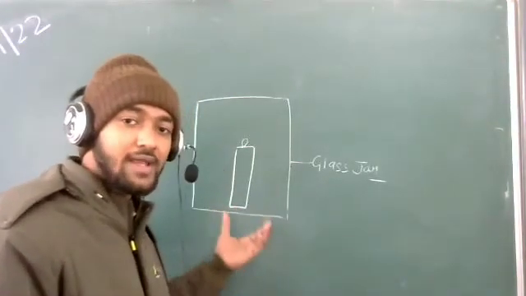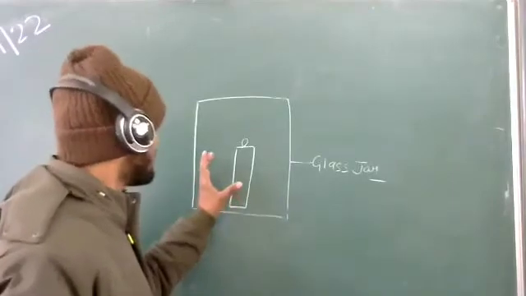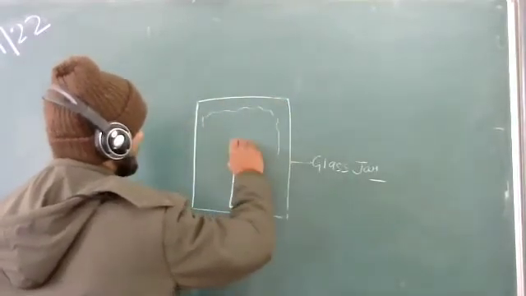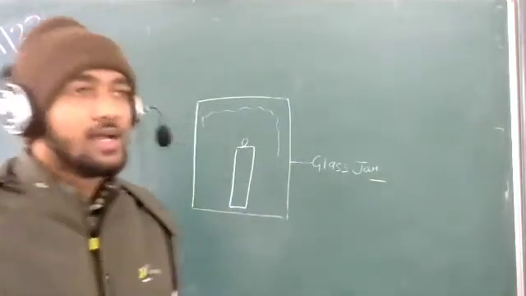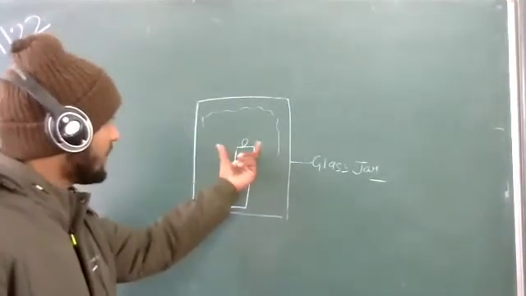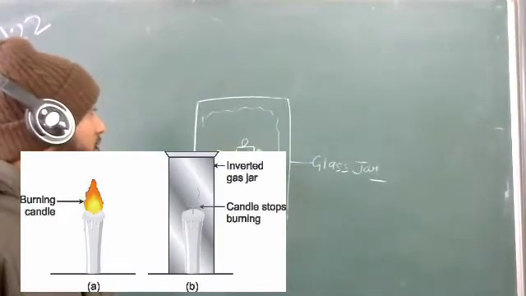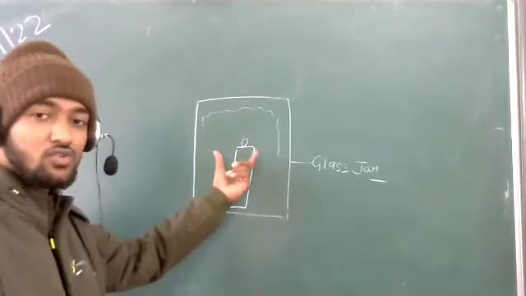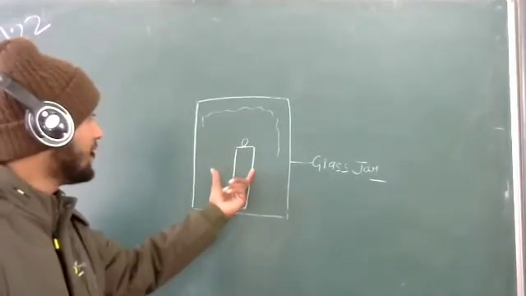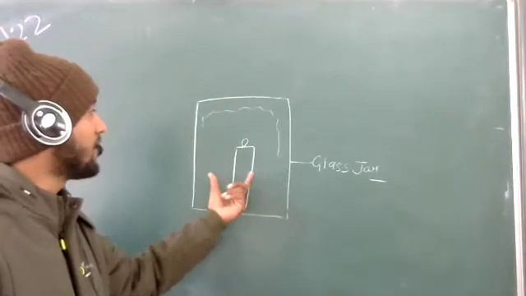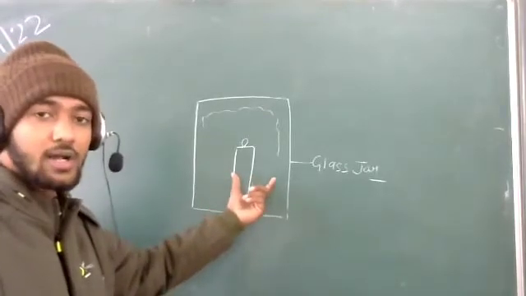Why does it happen? Because within a few seconds, the oxygen present in this glass jar is consumed in the burning process. After all the oxygen gets consumed, what happens? There is no oxygen, there is no supporter of burning, so the candle will extinguish. So it proves that oxygen supports burning or combustion.